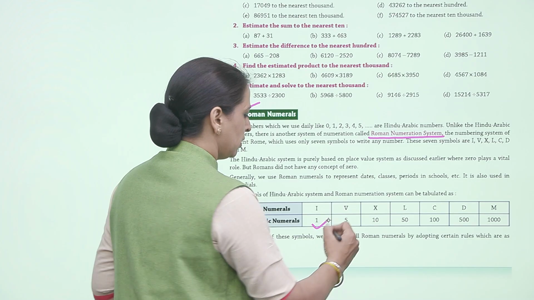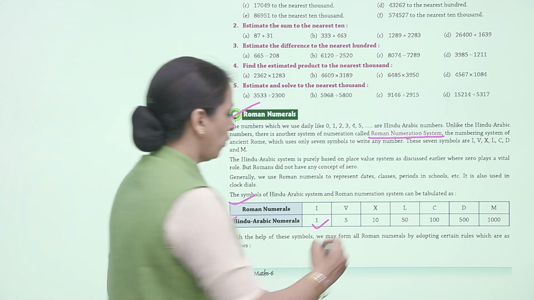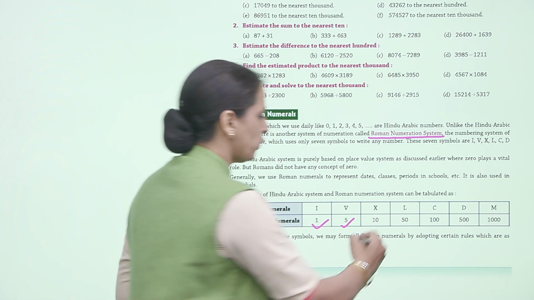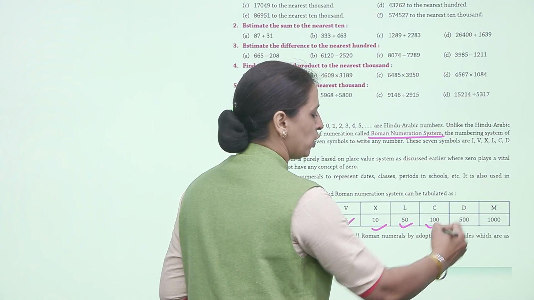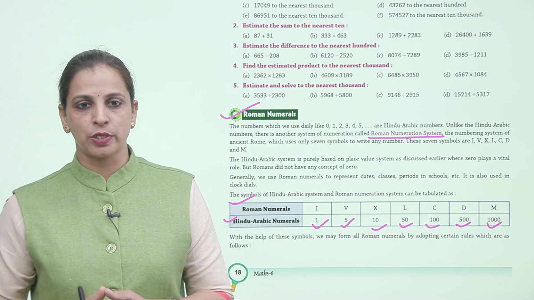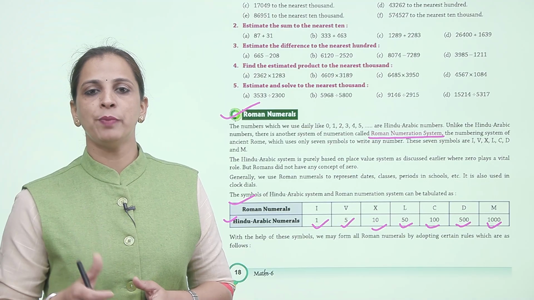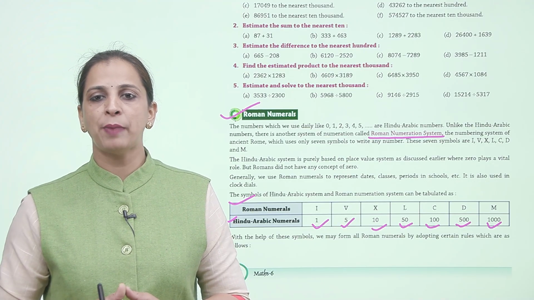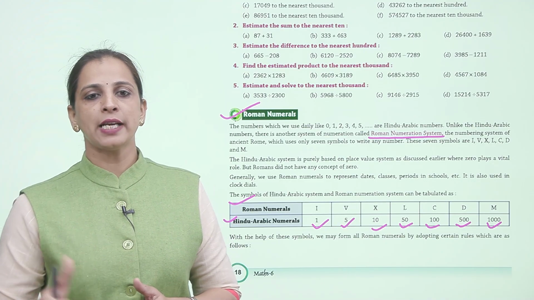I is 1, V is for 5, X is for 10, L is for 50, C is for 100, D is for 500, M is for 1000. With the help of these symbols, we may form all Roman numerals by adopting certain rules, which are as follows.